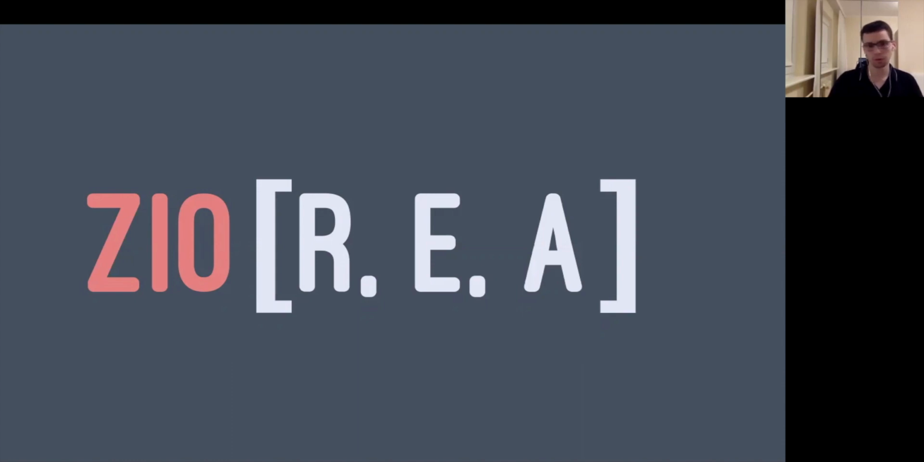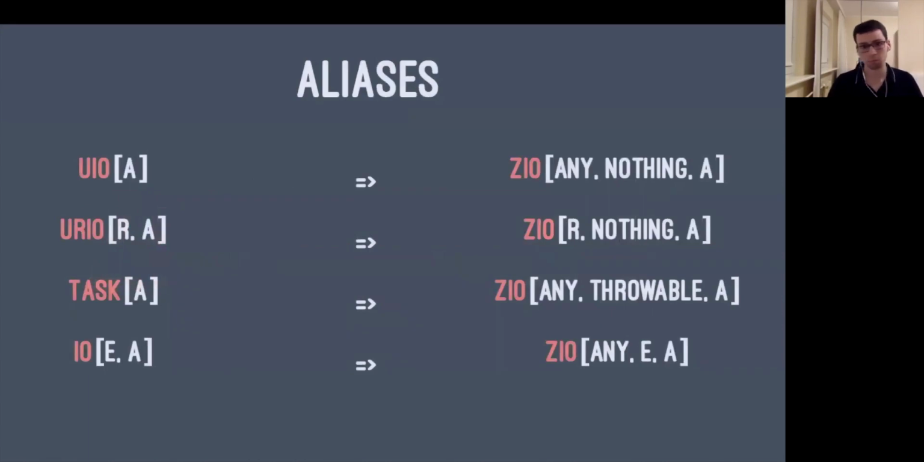And for more convenient use, we have access to multiple type aliases. I would like to also quickly explain them because I will use them extensively in this code. So, for example, an effect that has no requirements and can't fail will be a UIO. And for example, an effect that also has no requirements and might fail with a throwable will be a Task. And there are a few more.